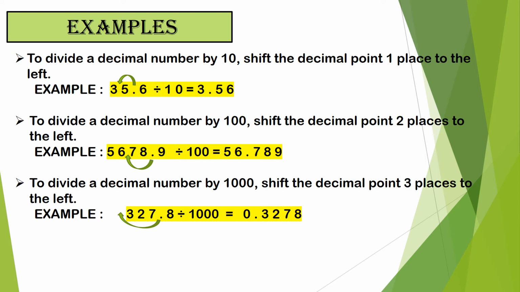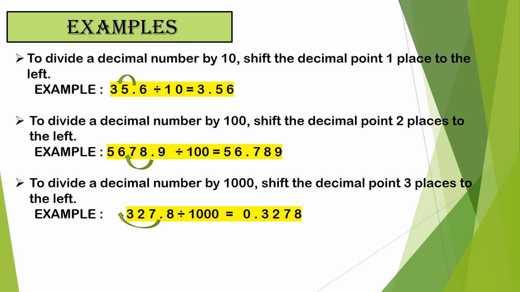5678.9. So when you are shifting two places to the left, it is dividing by 100. The answer will be 56.789. Now to divide a decimal number by 1000, shift the decimal point three places to the left.